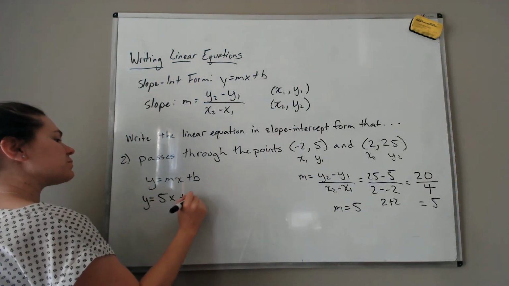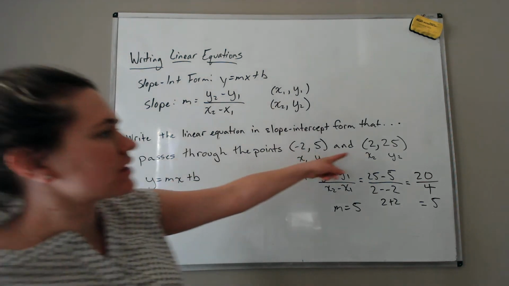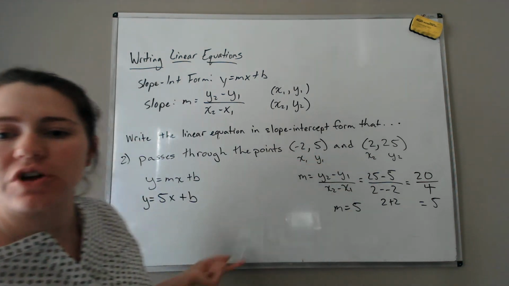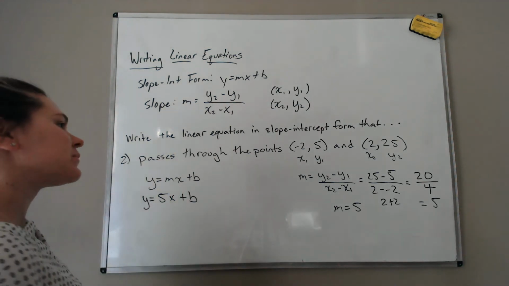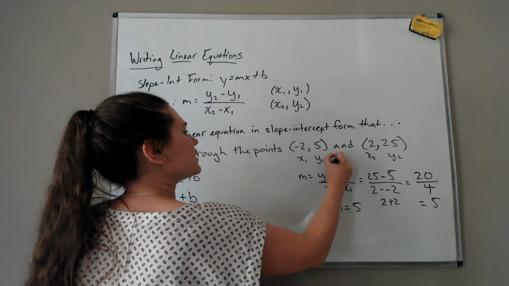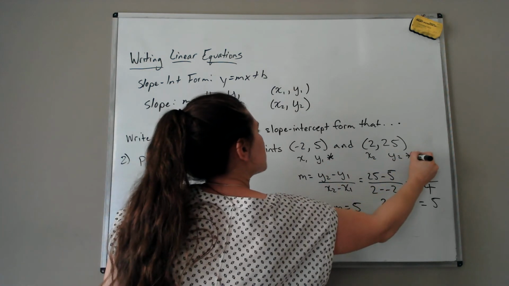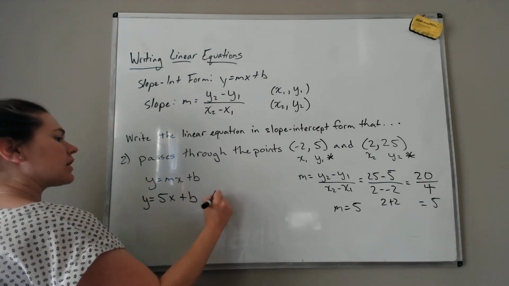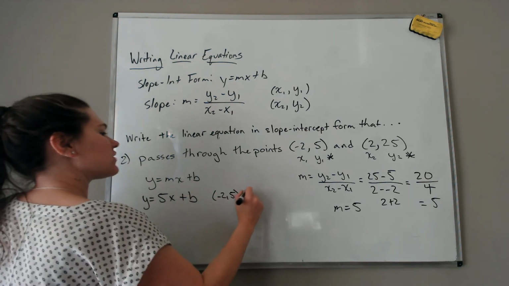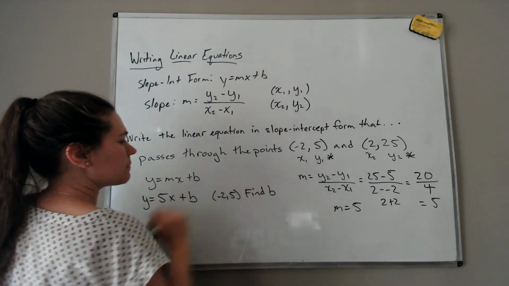Y equals 5x plus b. So if you're only given 2 points of the line, the first thing you do is find the slope of the line. Now we just need to find the y-intercept of the line. And now we can choose to plug in this point or this point. It does not matter. So I'll plug in the first point. We're going to plug in (-2, 5), and that's going to allow us to find b.